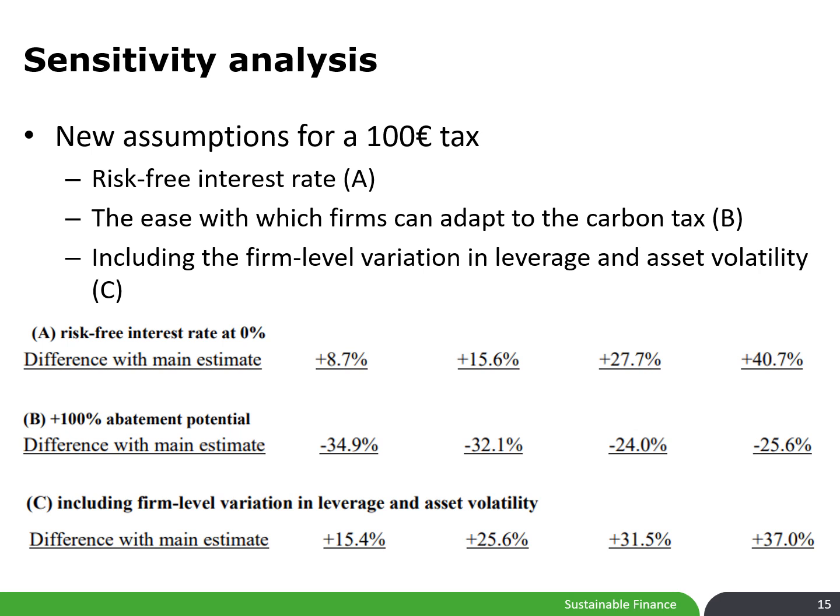For assumption B, when we increase the ease with which firms adapt to the carbon cap, we find that losses are dramatically less than estimated. Finally, for assumption C, if we follow from firm variation in leverage and asset volatility, we also see an increase in the market losses. This is generally more important than for scenario A, but we notice that the difference between the two extreme scenarios is less important than for the first assumption.